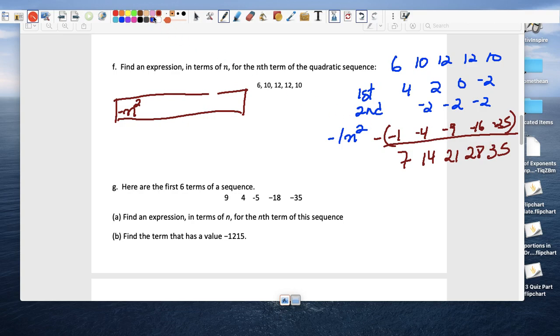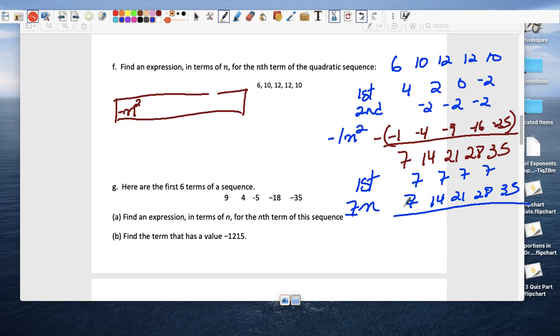Now you notice that there's another sequence in here, right? After we subtracted the quadratic part of it, we are left with this sequence. This is plus 7, plus 7, plus 7, plus 7. It's a 7n sequence, so in front of the n, we found the coefficient. This is your slope, right? So 7 times 1 is 7, 7 times 2 is 14, 21, 28, 35. Notice that I don't have to make any adjustments to get the 7, 14, 21, 28, 35 that is in red.